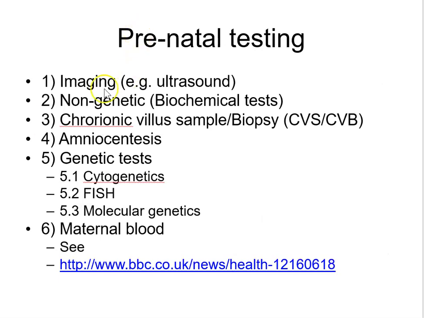But in addition to that, we're going to cover all of these things here. We're going to look at some of the prenatal testing, prenatal imaging, so ultrasound. You should all now be well aware of ultrasound. We're going to cover some non-genetic biochemical tests that can be performed to give some indications of diseases, some of which may be genetic, some of which might not be genetic. And then we'll go on to the routes of sampling of fetal material, chorionic villus biopsy and amniocentesis. Then we'll move on to some of the genetic tests that are carried out for specific genetic disorders.